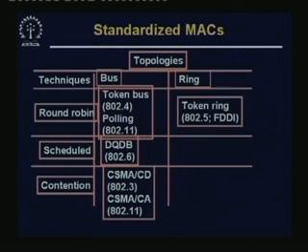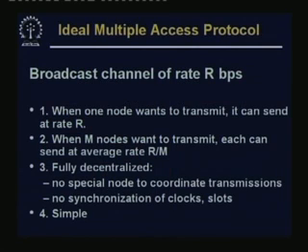There are scheduled approaches to medium access like DQDB, distributed queue dual bus, 802.6. So, we will be talking about this also. Contention based CSMA CD and CSMA CA are in 802.3 and 802.11. The first one is Ethernet and the second one is wireless networks. So, we will look at these in later lectures.